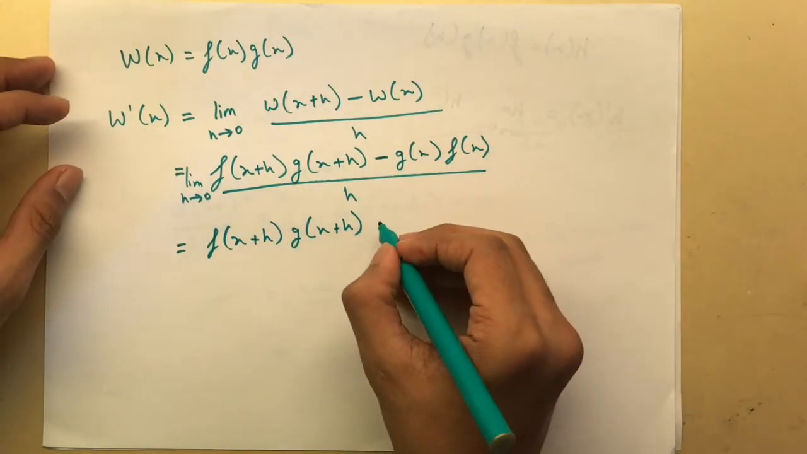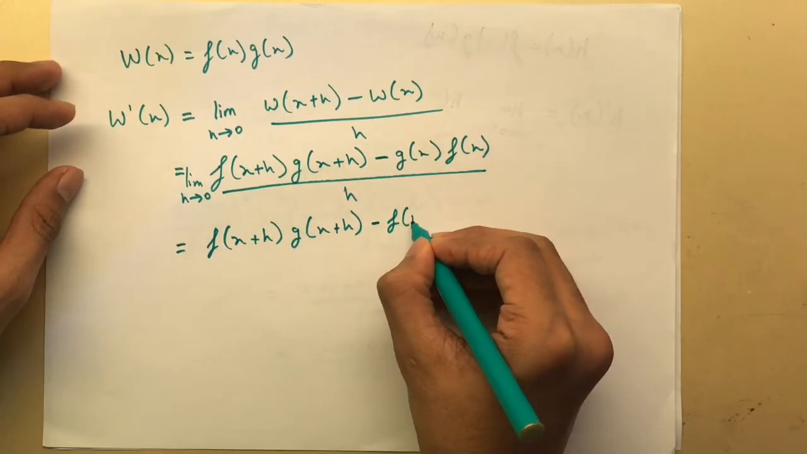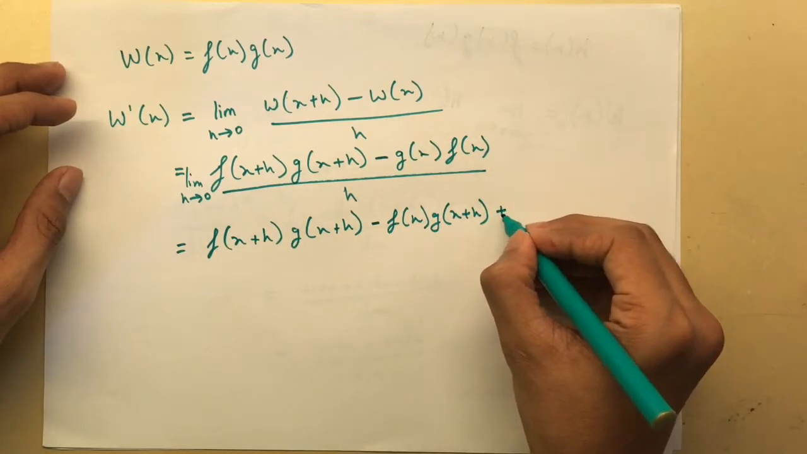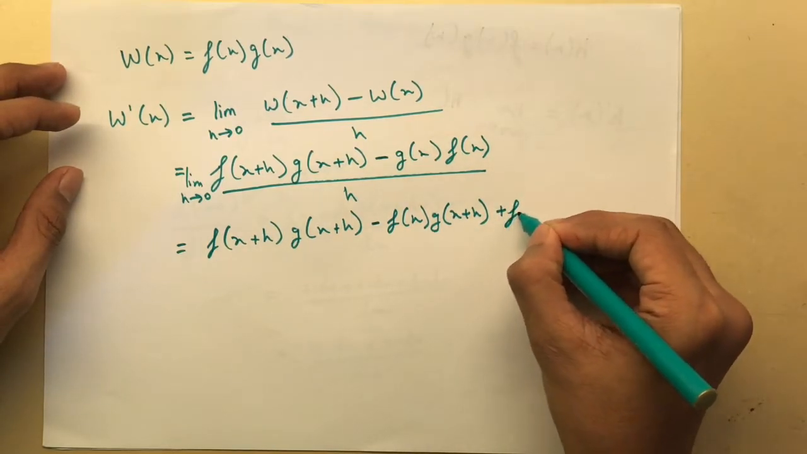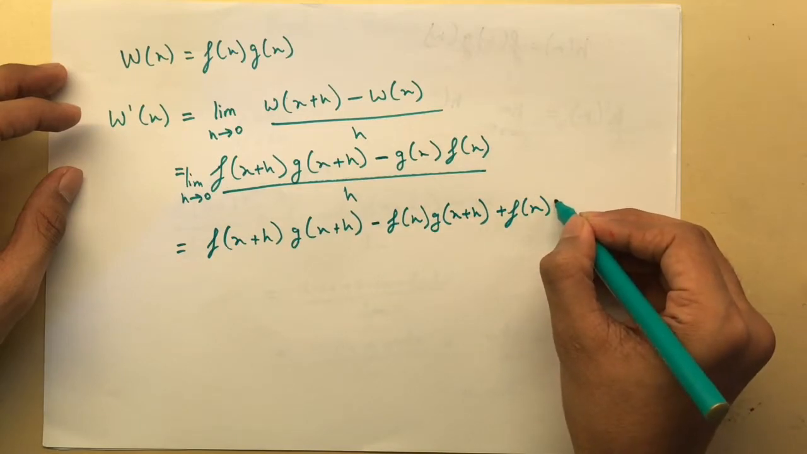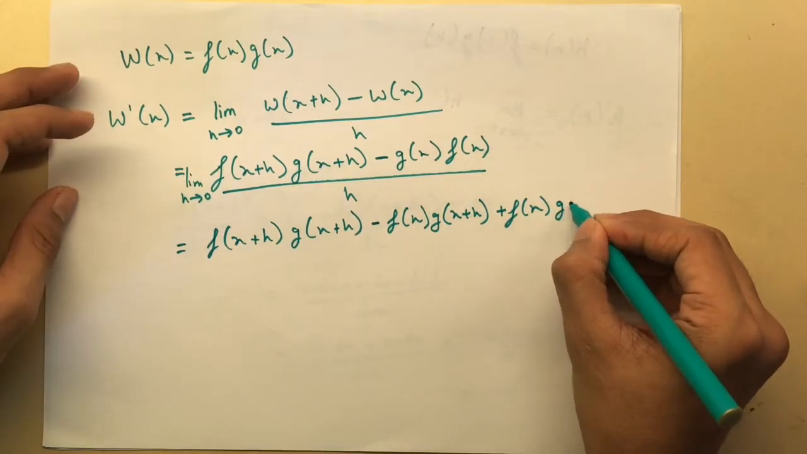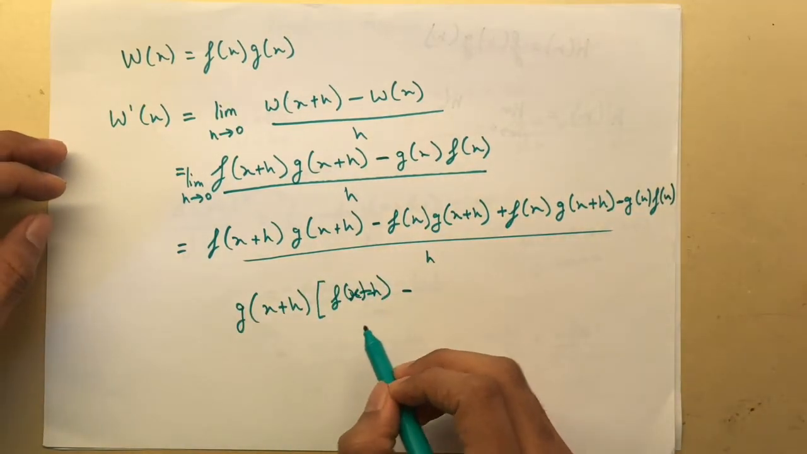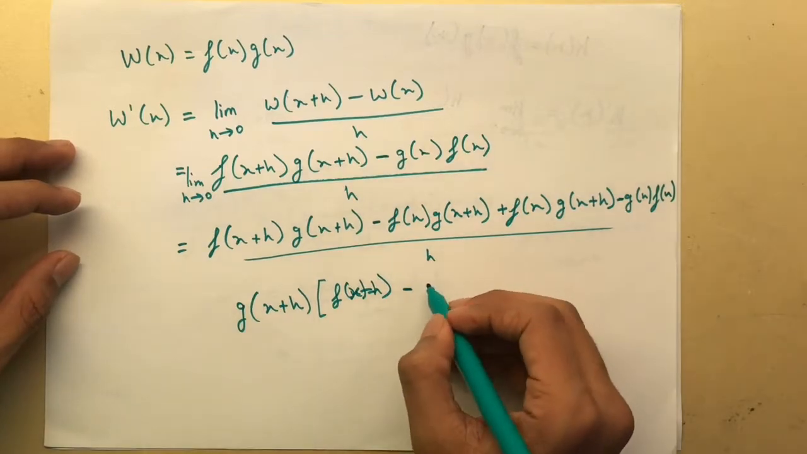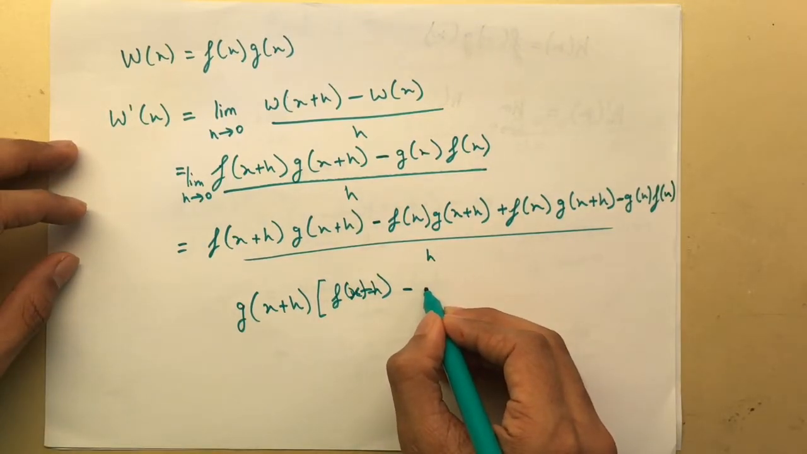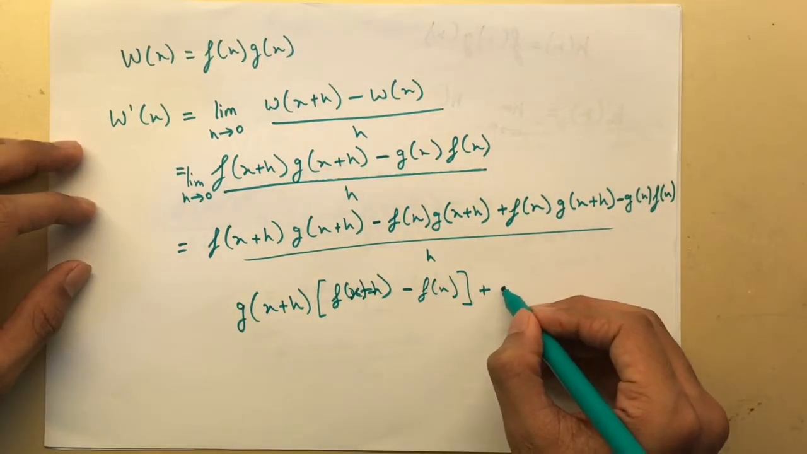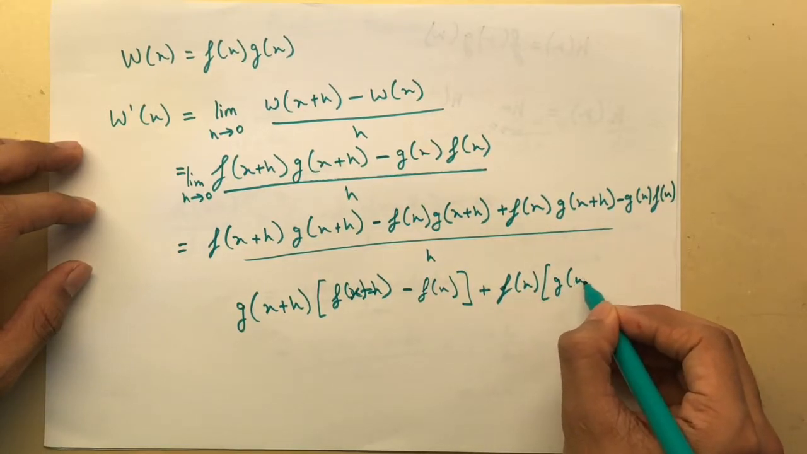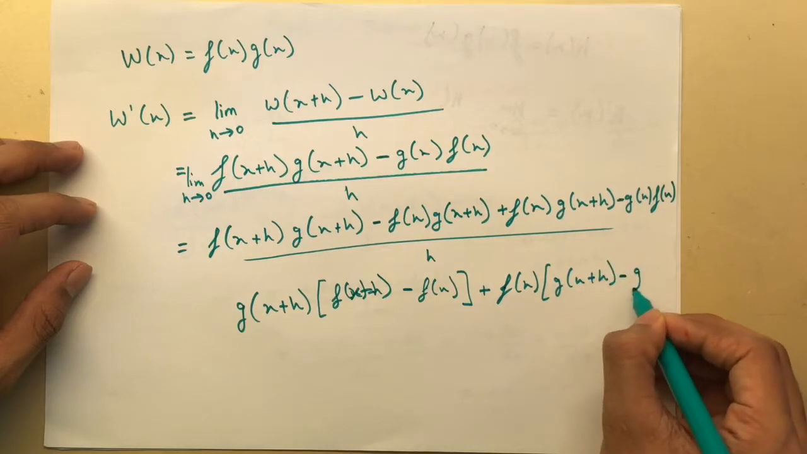So in that same way, we can subtract f of x times g of x plus h. This is just a neat trick by manipulating algebra. We're adding and subtracting the same term here, this whole thing upon h. If we take g of x plus h common, we would get g of x plus h times f of x plus h minus f of x. If we take f of x common, we would get f of x times g of x plus h minus g of x.